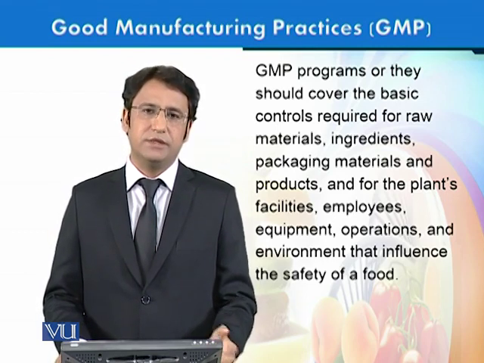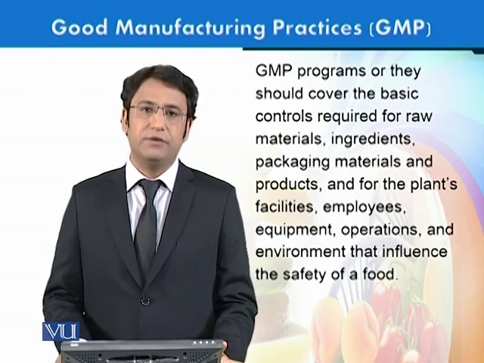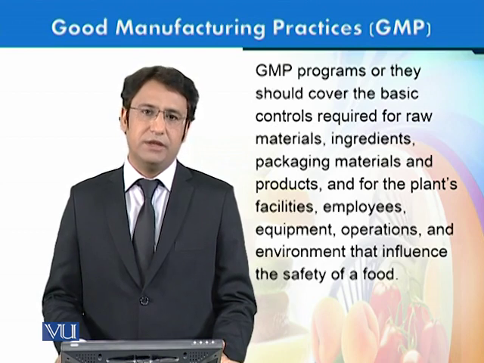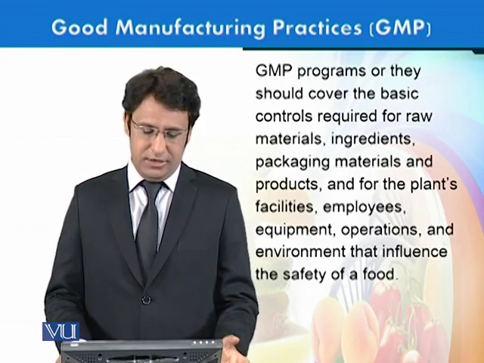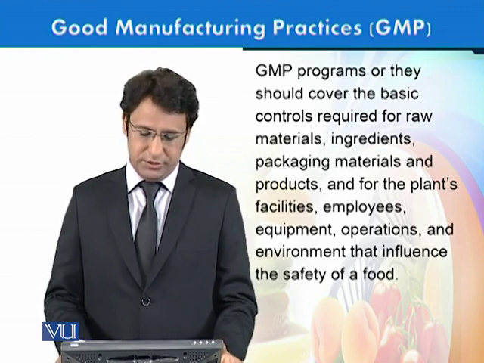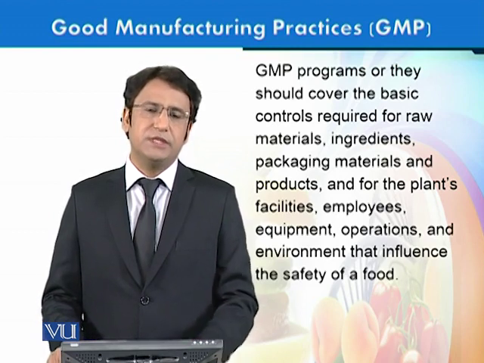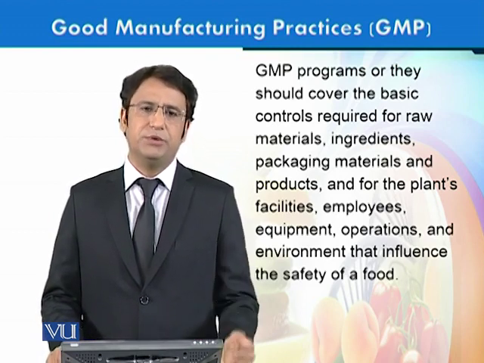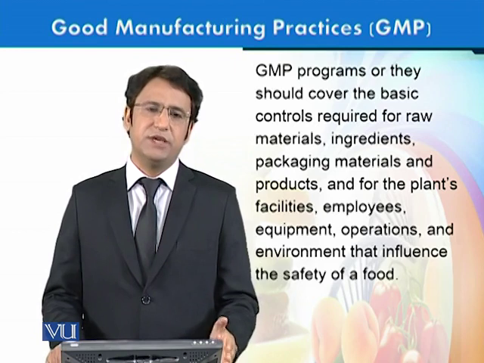It also looks at other things such as plant facilities or the manufacturing premises, the facilities that are available, employees working in a specific working environment, and equipment which is used for production, processing, distribution, or sale of such food, cosmetics, or pharmaceutical products. It also looks at operations and environments. So all these factors, right from the raw material to equipment and the overall environment, affect the quality of food and the safety of food as well.